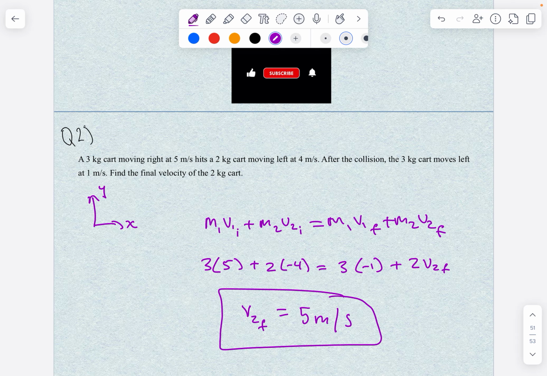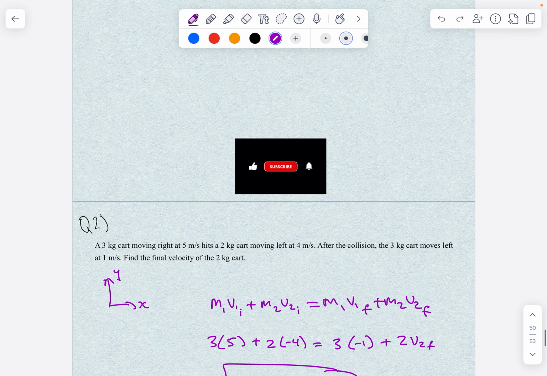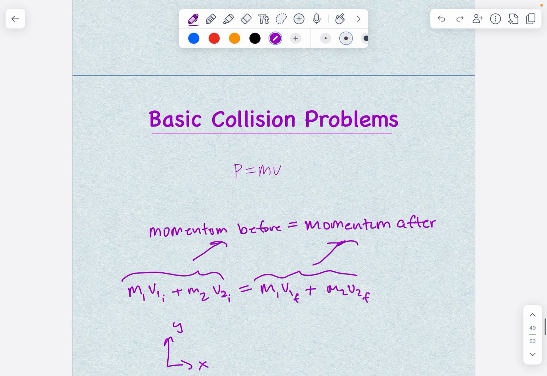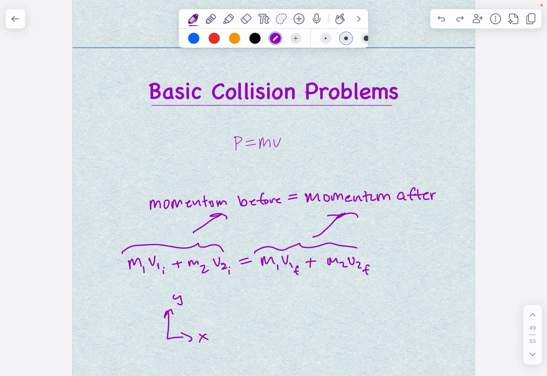And notice how the answer is positive. So what that means is that the 2 kilogram cart moves to the right at a magnitude of 5 meters per second. And there you go. That is basic collision problems with conservation of momentum.